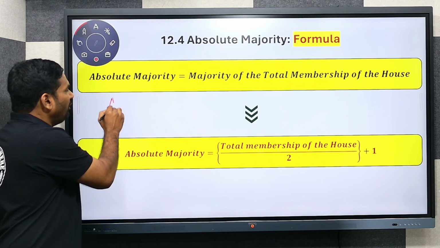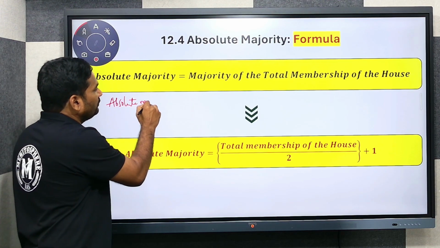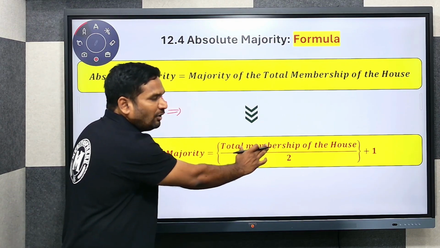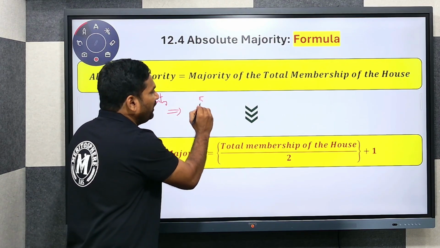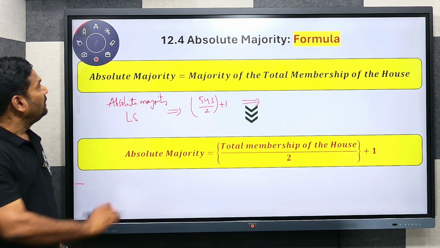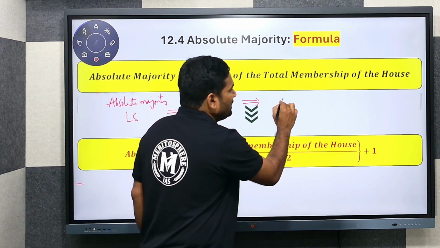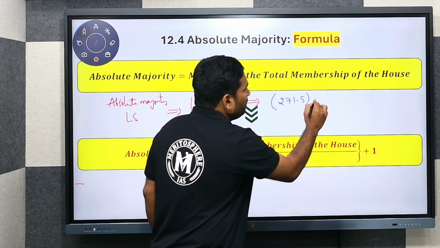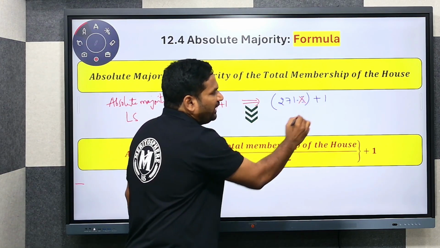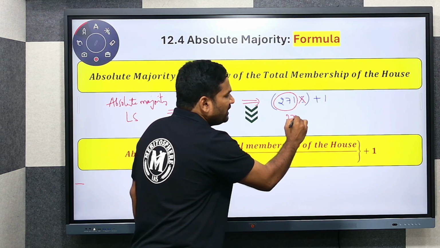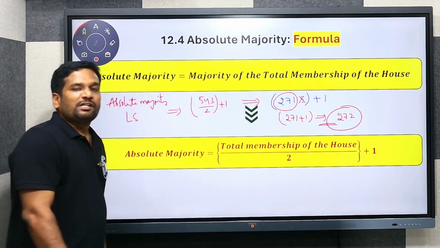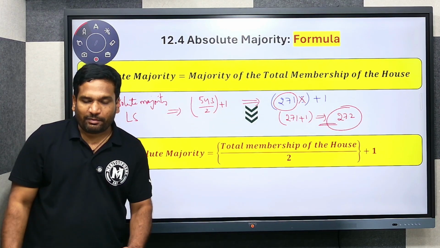So the absolute majority for Lok Sabha is the total membership of the Lok Sabha, 543, by 2 plus 1. So this turns out to be 271.5 plus 1. Now whatever decimal we get, we deduct that. We take only the whole number, that is 271 plus 1, which turns out to be 272. So the absolute majority in the Lok Sabha is 272.